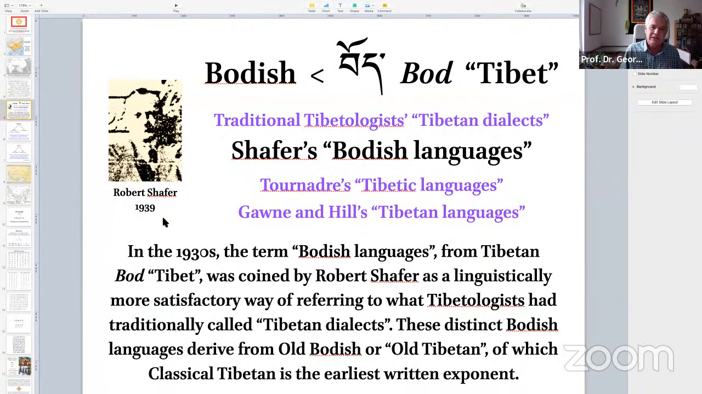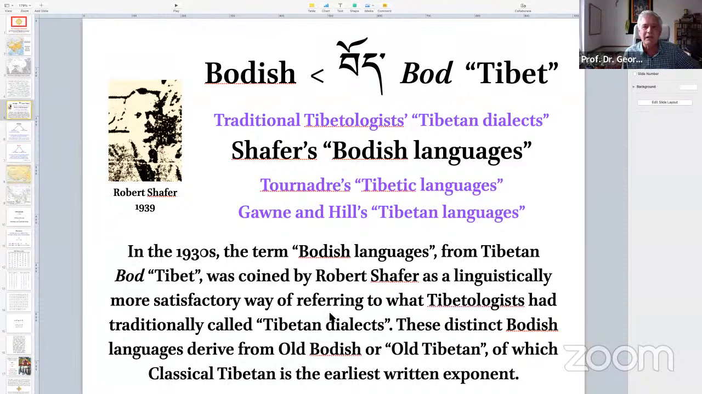And then Gong and Hill actually say Tibetan languages, which is perhaps objectionable to people in Bhutan, where Bhutan has historically fought more than one war against Tibet, and they don't think that their language is a Tibetan language because Tibetan is, of course, having to do with Tibet. So the old term Bodish languages, or the traditional term, is not a bad one.